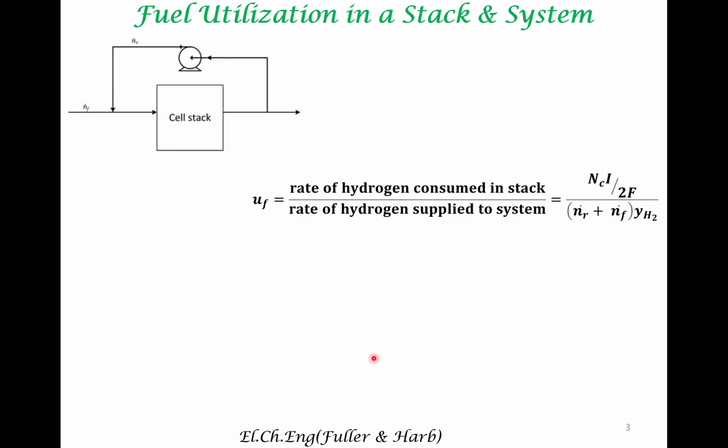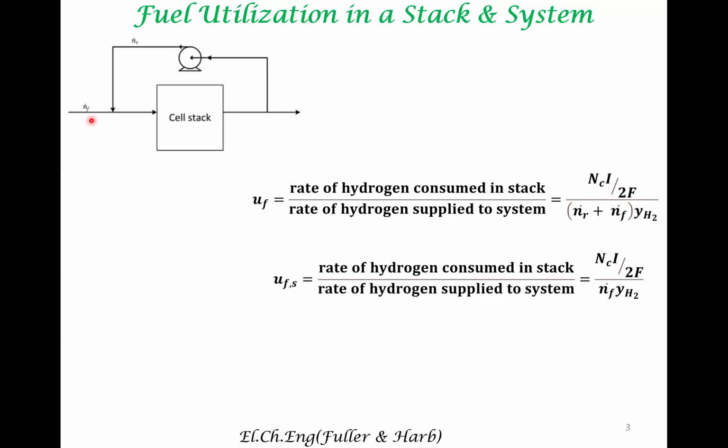So there are different ways in which you can define utilization of the fuel. Nothing conceptual, just different ways of defining utilization of the fuel. So here is the current from each cell, and the number of cells. This gives you the rate of hydrogen consumed in the stack divided by the hydrogen supplied to the system, that is the sum of these two. Another way of defining is utilization based on this stream in the denominator. Only this times the mole fraction goes.